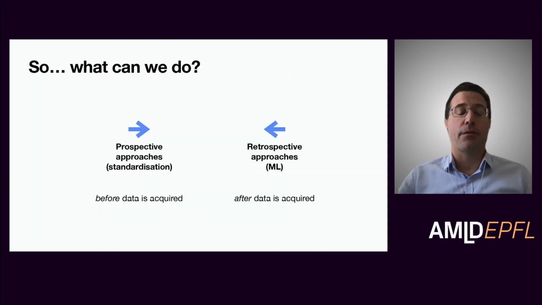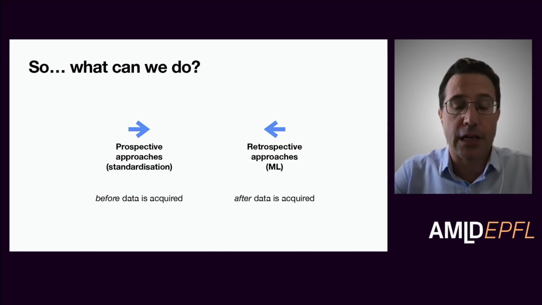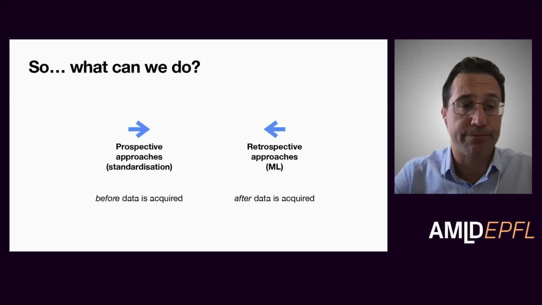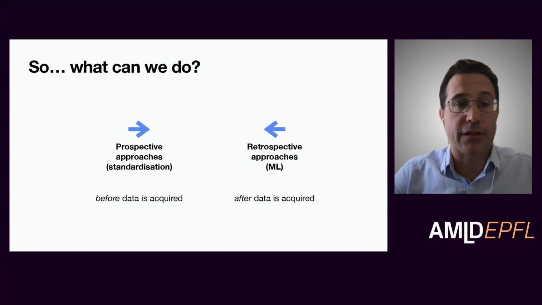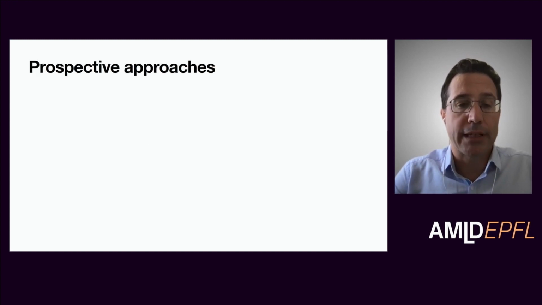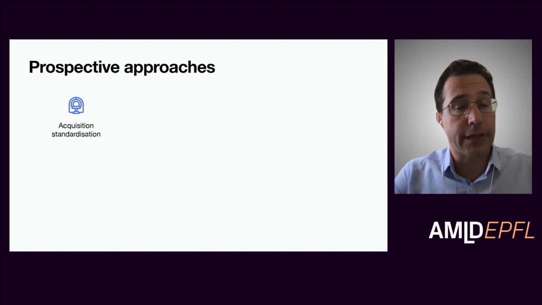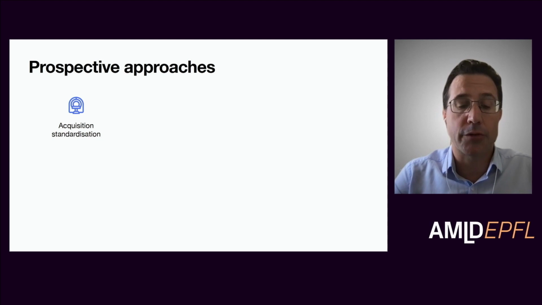Well, you can either take this problem head on. If you have no data and you're starting to acquire data, you can do prospective standardization. But if you already have data, then you have to do retrospective approaches using machine learning. For prospective approaches, you have a number of things that you can do. First, you can try to standardize the acquisition. This is very common in the industry, but it is very disease specific. Here I'm showing you two examples.